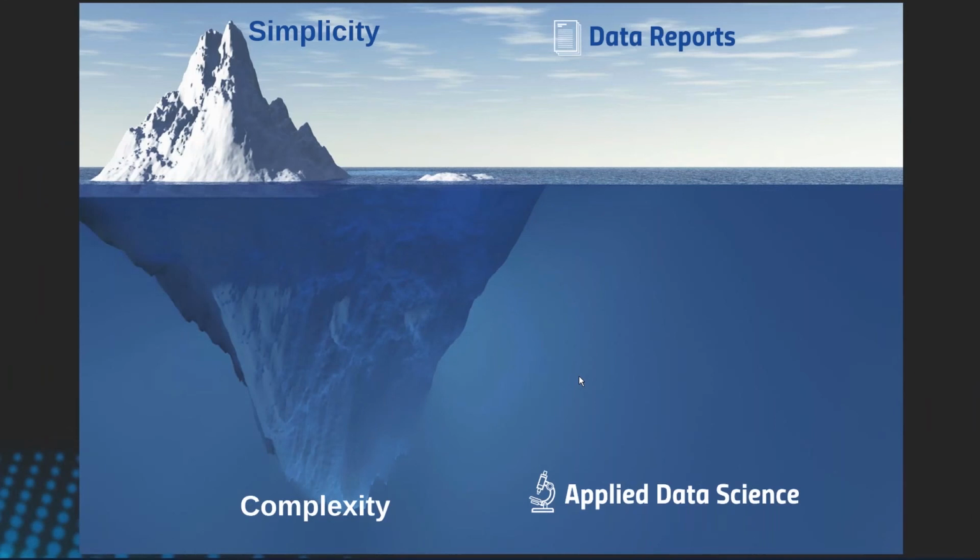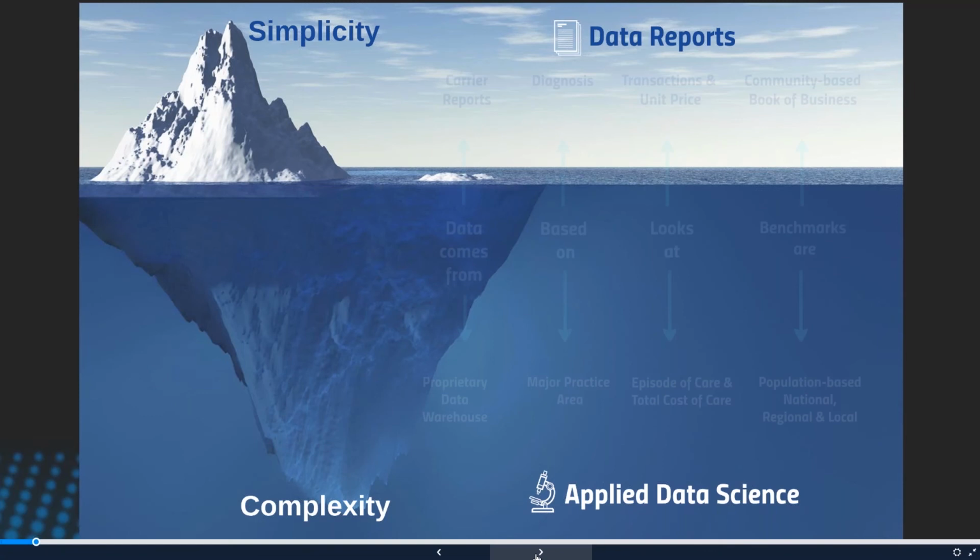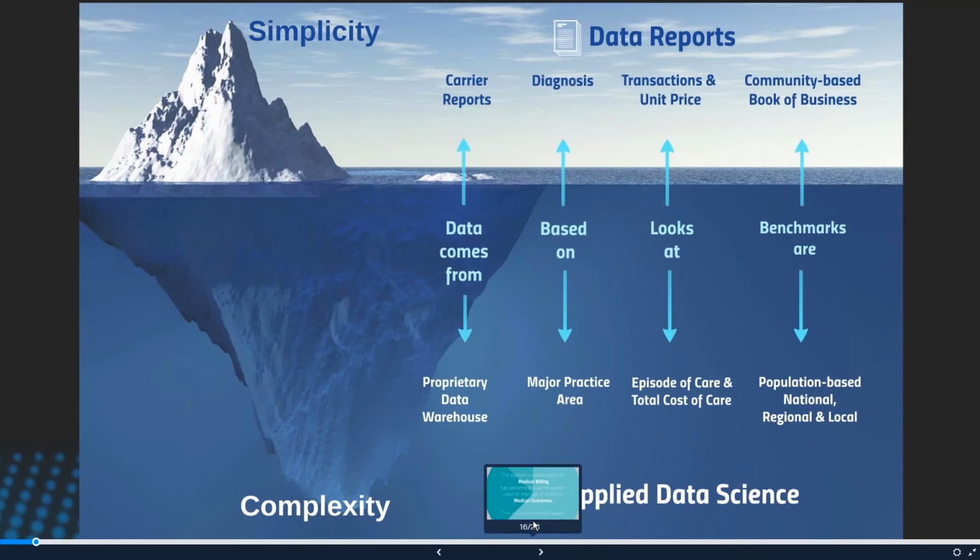So we begin today by looking at the iceberg illustration that shows the simplicity versus complexity. Many times when we think of simplicity in the data world, we think of just data reports. Data reports many times come directly from the carrier or insurer, and they are already rolled up or summarized. They are usually based on diagnosis codes and are very transactional, cost accounting, and unit price based. And the benchmarks are community-based, based on communities and book of business.